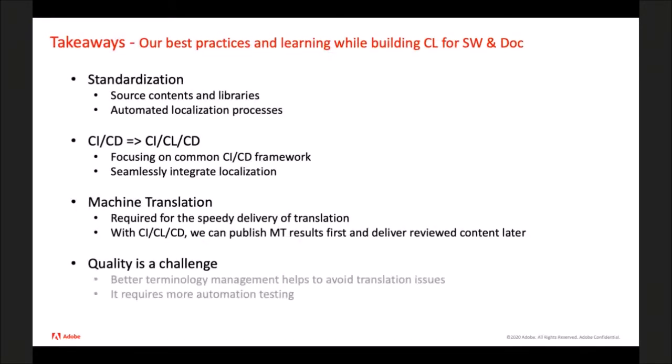The fourth point is quality. Quality is always a challenge, and it is common for both software and documentation. Our learning is that terminology management is essential for quality. For human translation, with better terminology management, you can avoid translation issues such as consistency issues or wrong translations. Also, as I mentioned, terminology data is very important for you to train a good MT engine. Also, terminology is the glue between software and documentation. It helps to keep the consistency of translation between the two domains.